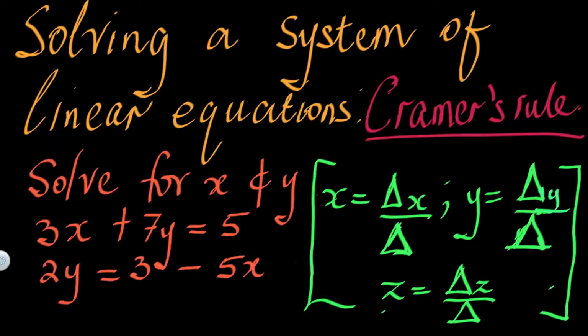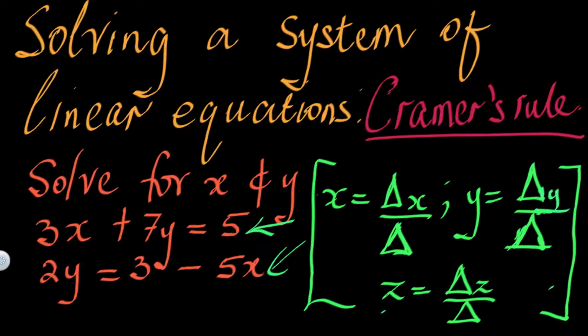In this video, I'll explain how to solve a system of linear equations using Cramer's rule. In our case, we have two linear equations. This is equation 1, 3x plus 7y equals 5. And this is the second equation, 2y equals 3 minus 5x. And we have to use Cramer's rule.